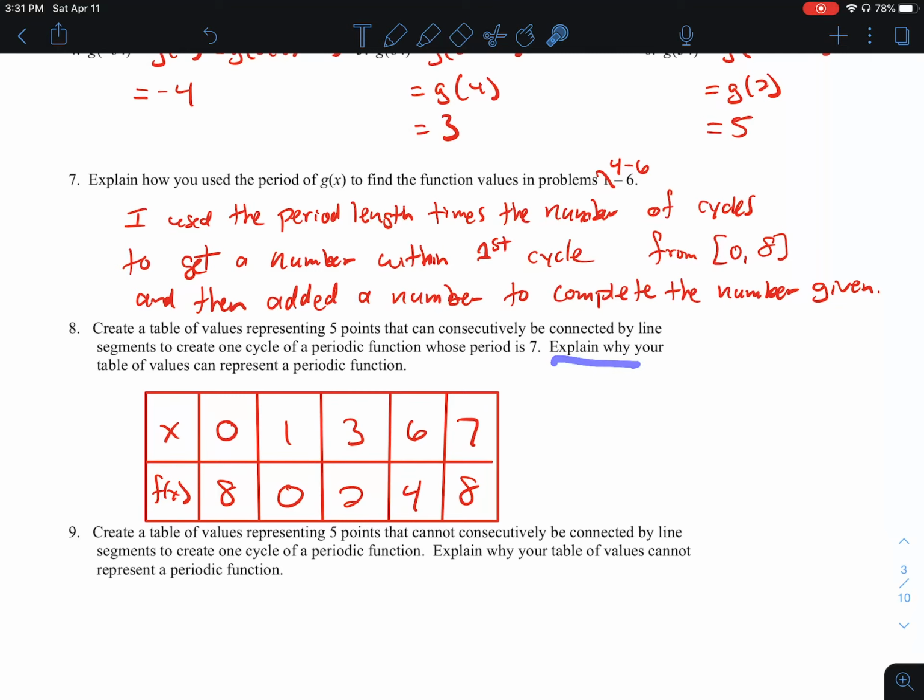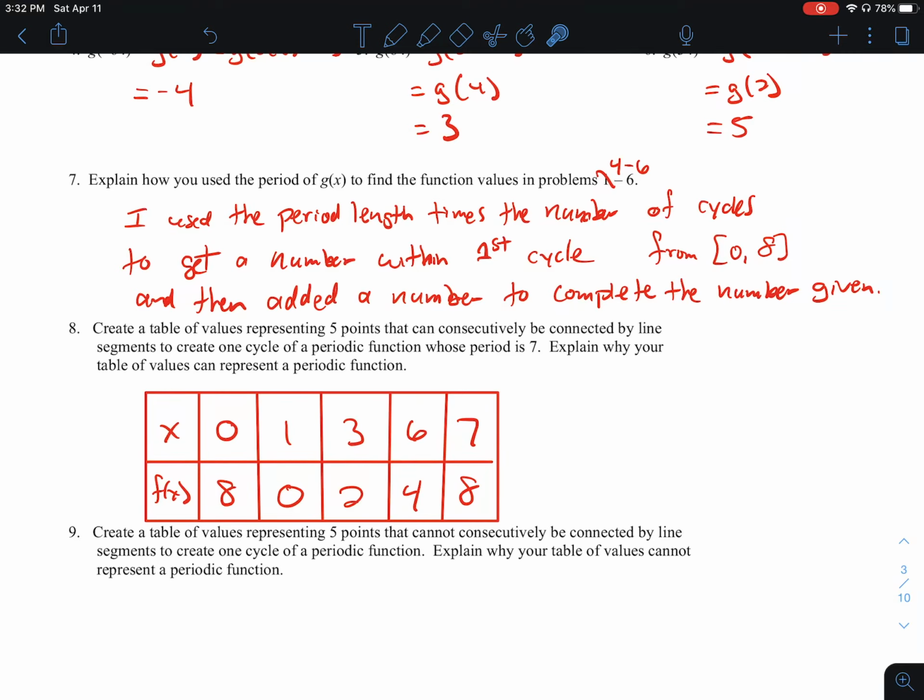Explain why your table of values can represent a periodic function. Well, first of all, I need a period length of 7. So the same y values are used here, and those are 7 units apart. And since this is represented by segments, which is what it says to do, when I connect these points and I were to draw this out, it would be a periodic function.